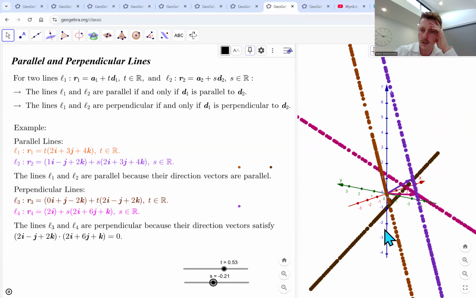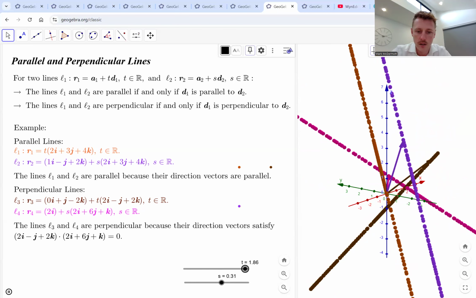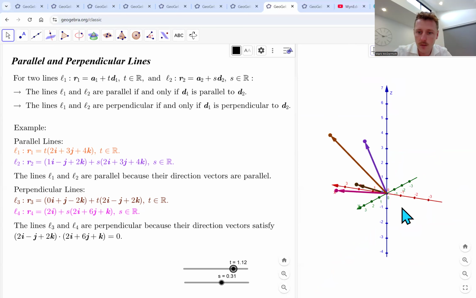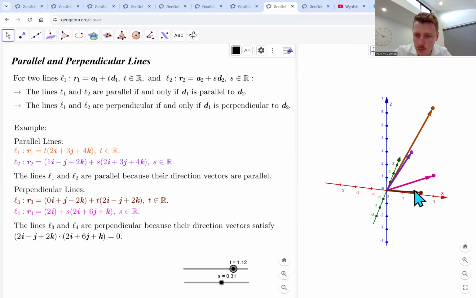So we end up with that situation because the direction vectors of those are parallel. Okay, let's get rid of that so it's not as confusing, and let's look at perpendicular lines. So L3 is the brown vector equation. That color there is brown, believe it or not, looks black.